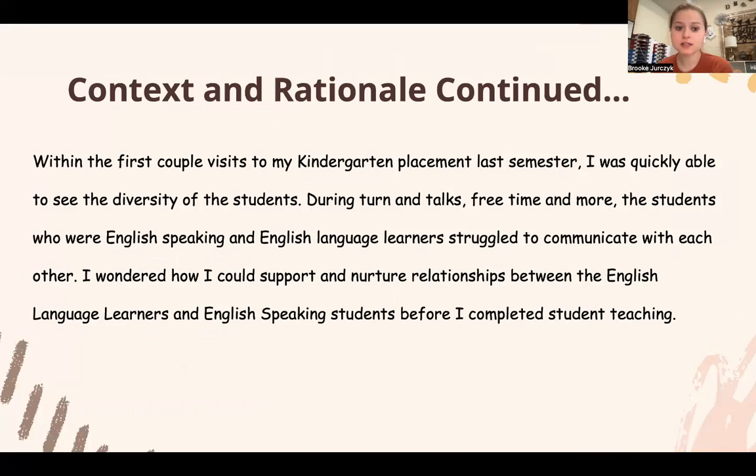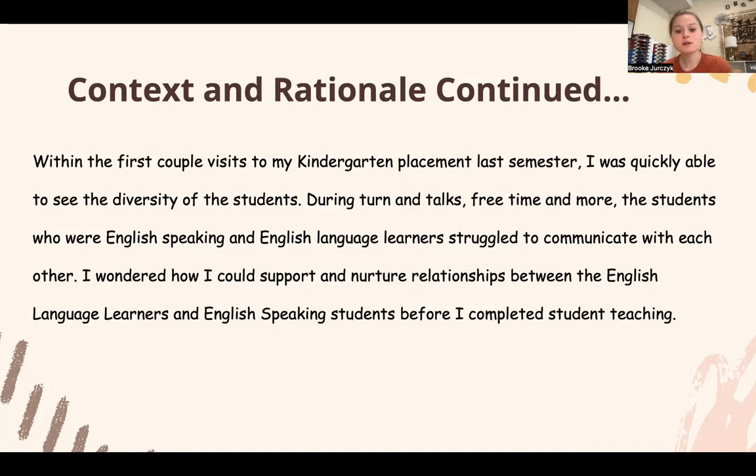Within the first couple weeks at my kindergarten placement last semester, I was able to quickly see how diverse the students are. During turn and talks, free time, and more, the students who were English speaking and English language learners struggled to communicate with each other. I wondered how I could support and nurture relationships between the English language learners and English speaking students before I completed student teaching. Some of the things I was observing was during turn and talks, where maybe an English language learner was partnered with an English speaking student, there would be a lot of the English speaking student saying, she's not talking to me, or becoming very frustrated when they weren't able to have a meaningful conversation about the content.